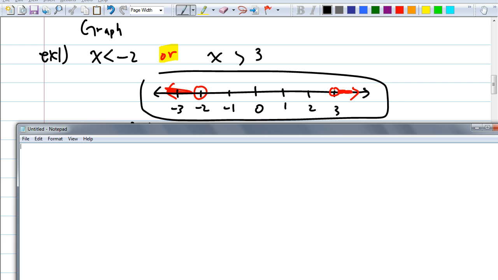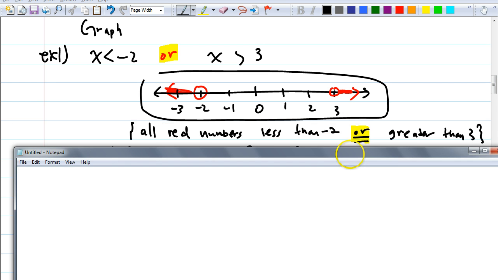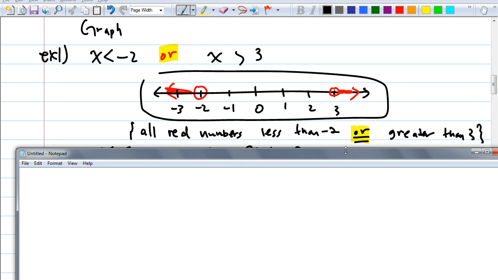Yeah. All real numbers less than -2. What word should we use? Or and? Or. Right? We need or, right? Or means, right? It could be either one of these, right? So, all real numbers less than -2 or greater than 3 is how you write.